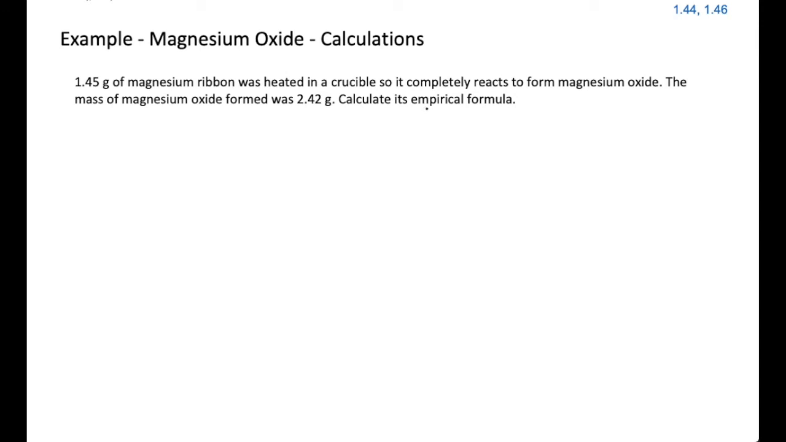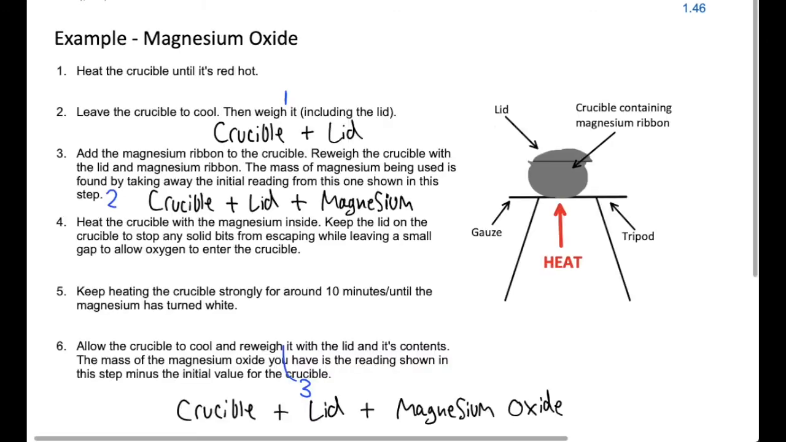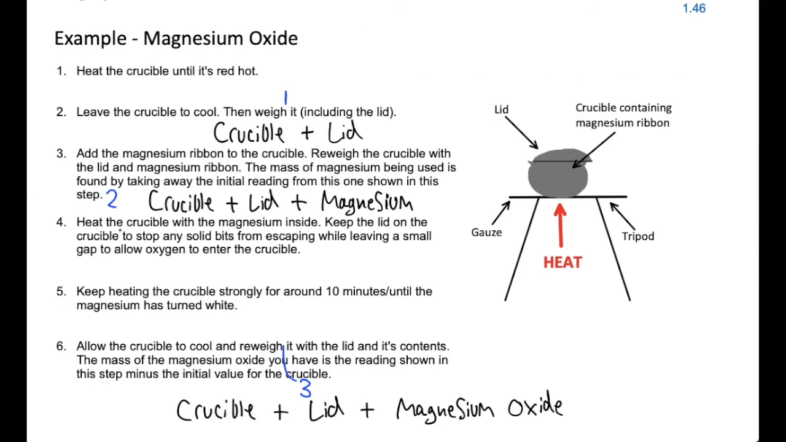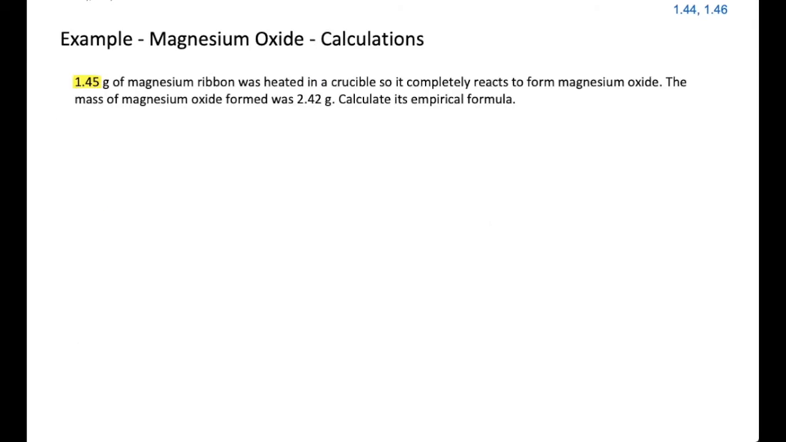So the first value, the mass of the magnesium, which is this value, is obtained through step 3 of the experiment. Steps 4 and 5, obviously we heat the crucible to a point where we can assume that the reaction is finished, and that no more of it can take place. And this second value that we get, 2.42 grams, which is obtained through step 6, is the mass of magnesium oxide that we have at the end of the experiment.